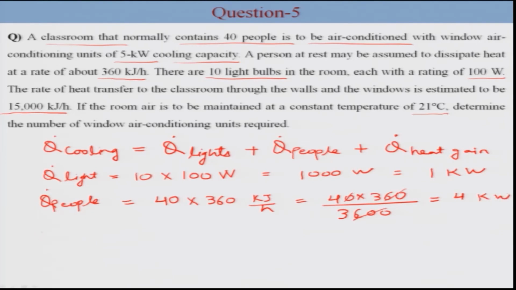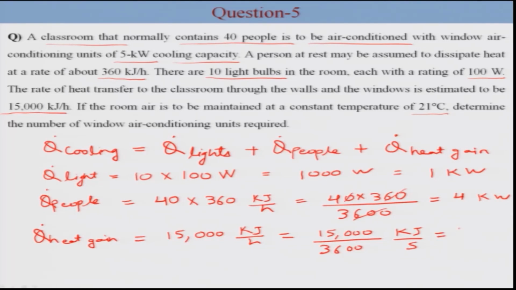Because of the heat gain from the surroundings, it is 15,000 kilojoule per hour. We can convert it into kilowatts. So, it will be 15,000 divided by 3600. So, it is kilojoule per second and this is 4.17 kilowatt.